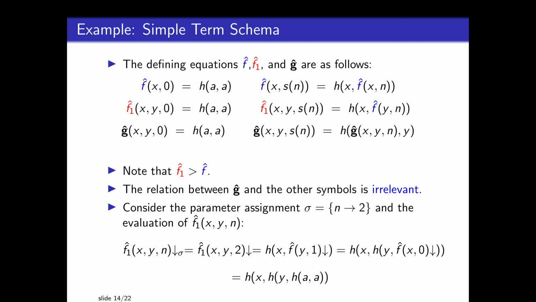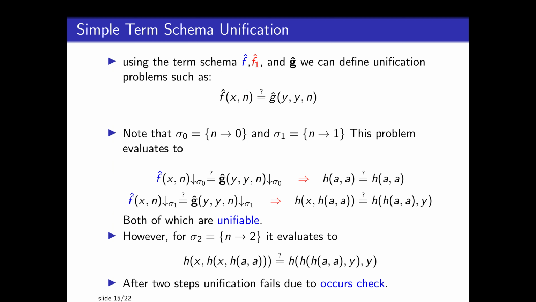All right, so we have these defining equations for f hat, f1 hat, and we have g hat. I keep these colors consistent through the talk, so you'll see them again. Note that we have to have this relationship between f hat 1 and f hat, because f hat 1 calls f hat. The relationship with g is irrelevant. If we do some kind of normalization here and do the parameter assignment n to 2, we get this term on the bottom here, hx, hy, h of aa. This is what we get from normalizing f1 hat.